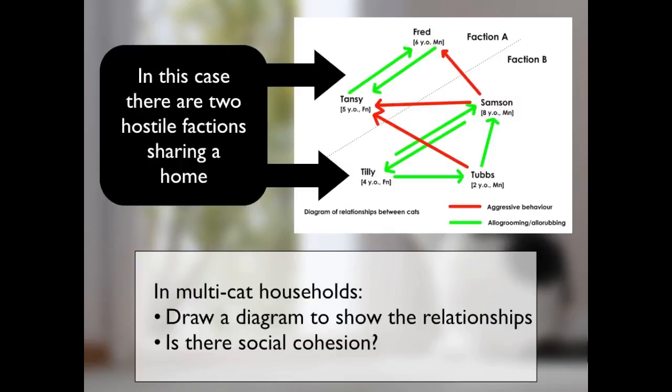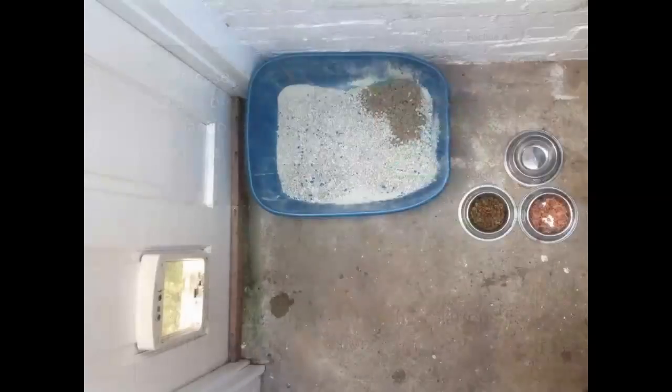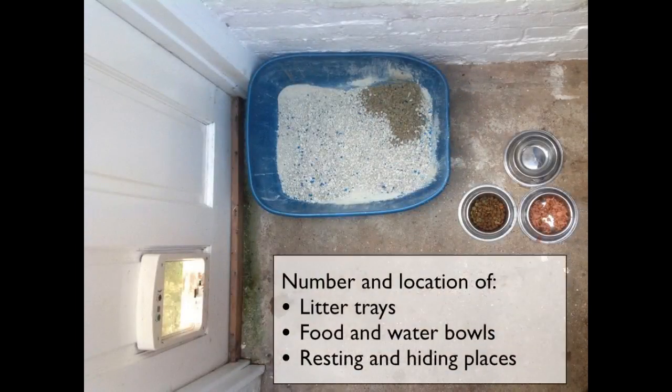So once we have that, we have information about where spray marking is happening. We have information about the social relationships between the cats. We can get information about where those factions spend time in the household, and therefore allocate resources to those cats so that there's less likelihood of them being in conflict with each other. So the next thing to do is look at the distribution of resources. So the number and location of litter trays, food and water bowls, and resting and hiding locations. Now, typically cats use separate sites for urine and defecation, and they prefer to have their own latrine locations.